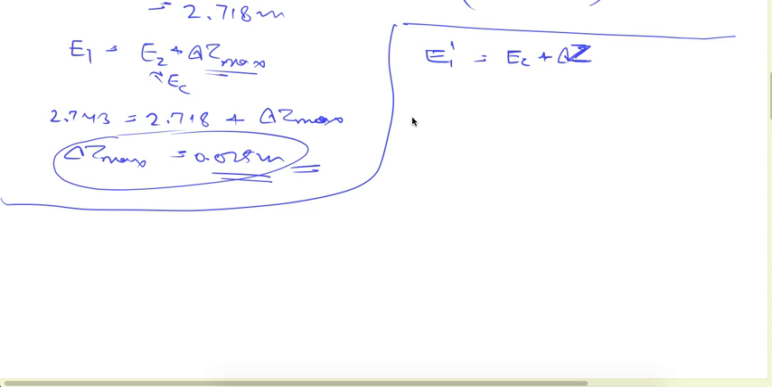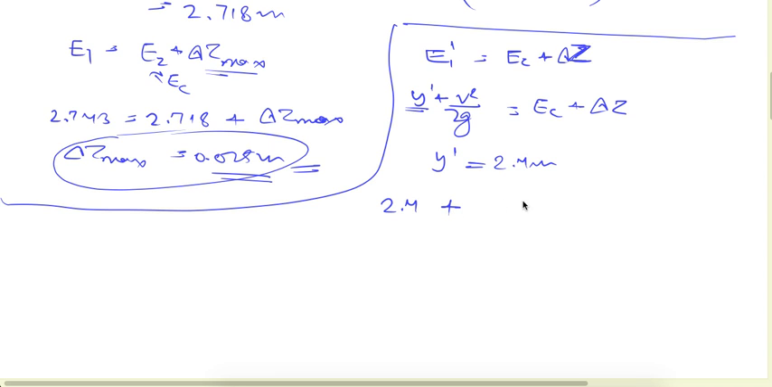So E1 we can write as Y dash plus V square upon 2G. EC we know, and delta Z we have to find out. So y dash, it is given in the question that y is to be raised to 2.4 meter. So y dash is 2.4 plus V, this we have to find corresponding to this new depth.